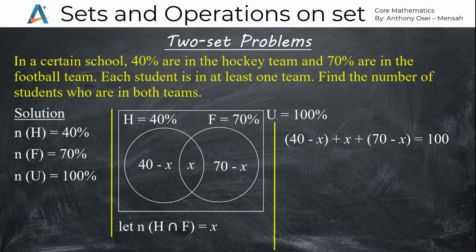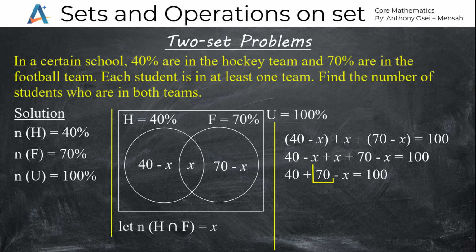So let's open the bracket. But remember, we equated it to 100 because of the universal set. 40 minus X plus X plus 70 minus X is equal to 100. Now let's group like terms. But before that, minus X plus X is 0. The negative of a number plus the positive of the number will give you 0. They cancel out. We remain with 40 plus 70 minus X is equal to 100.